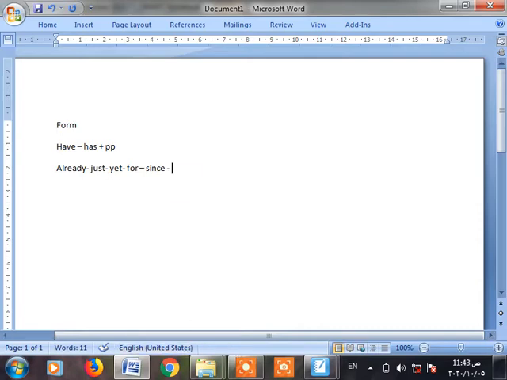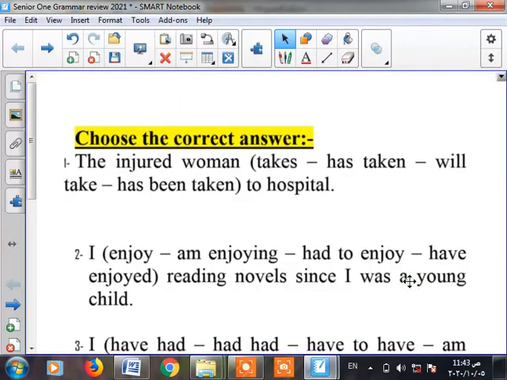Okay, let's now answer some questions. The first one: the injured woman takes, has taken, will take, or has been taken to hospital. In this sentence we started with the injured woman, which is the object of the sentence, not the subject. So the answer here will be has been taken, because the sentence is passive, it's not active.